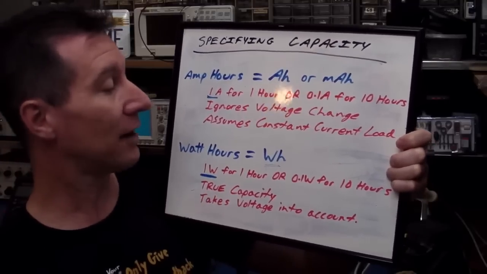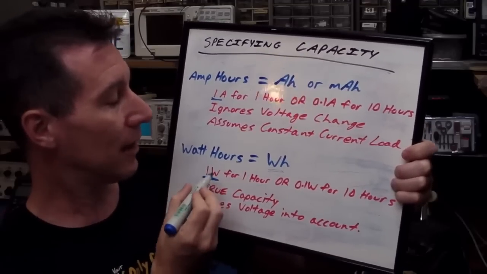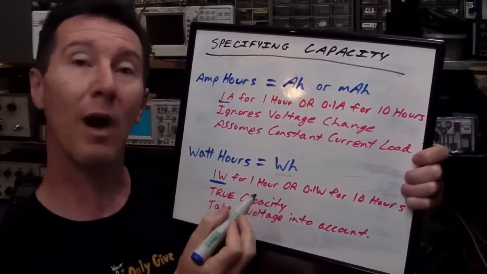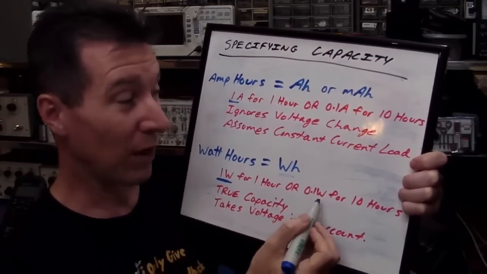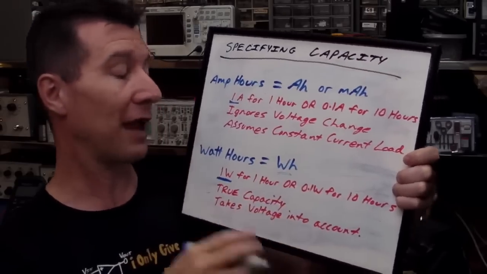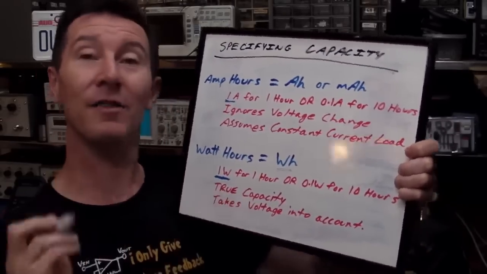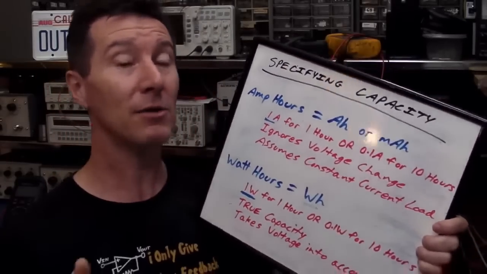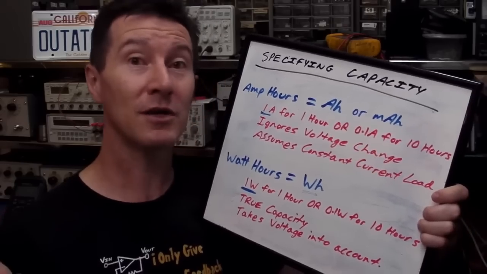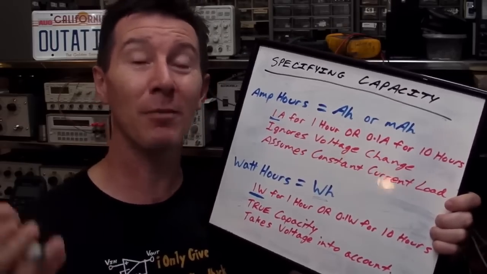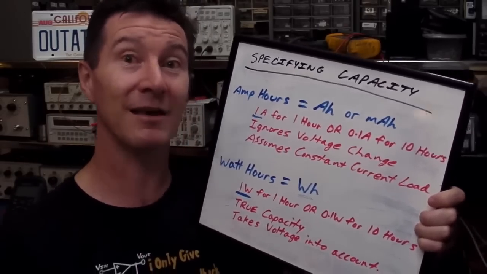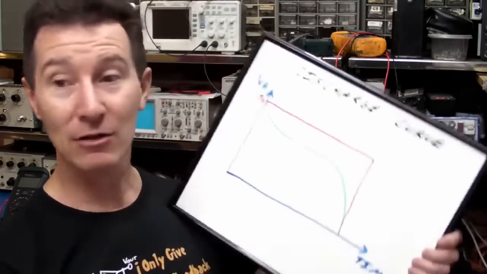If you've got a 1 watt hour battery, it means it can deliver 1 watt for 1 hour, or 0.1 watts for 10 hours, and so forth. And once again, you can go higher than that. With a 1 watt hour battery, you might be able to draw 2 watts for half an hour, but probably not. It's usually going to be less than that. So measuring capacity in milliamp hours is only valid if you assume that the battery voltage is constant.